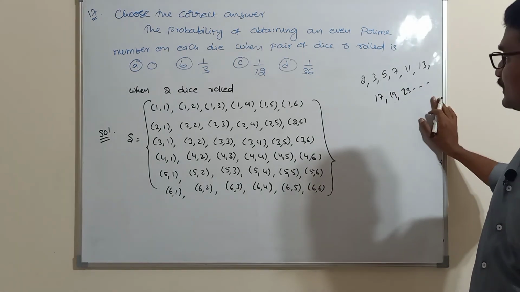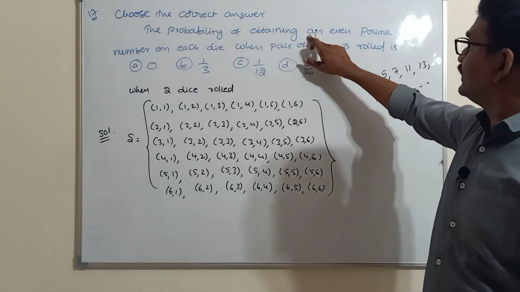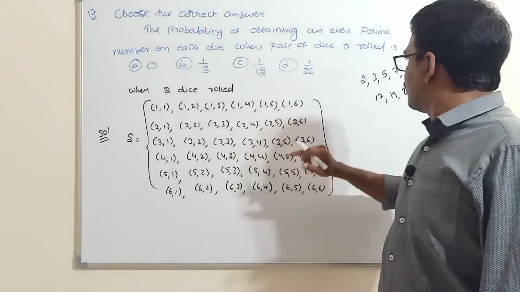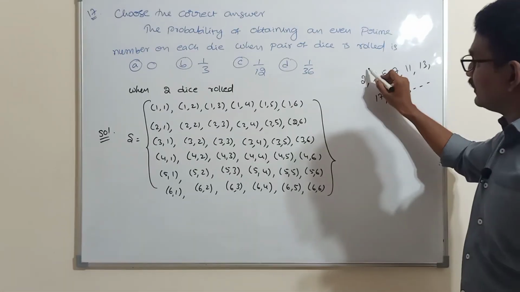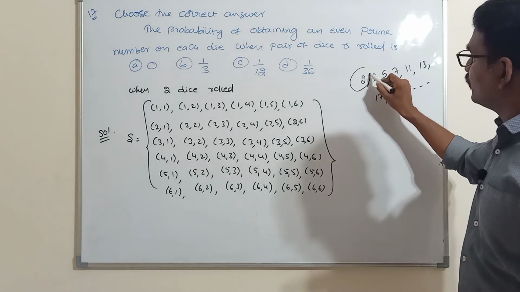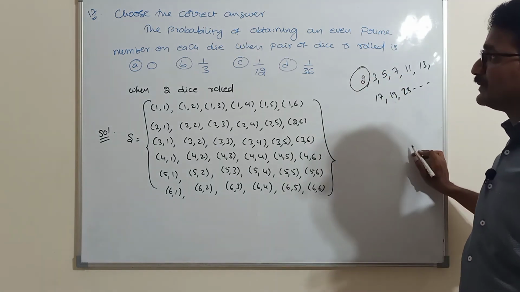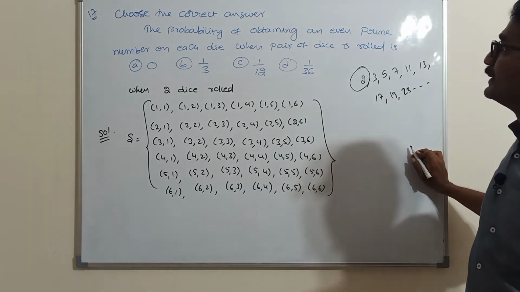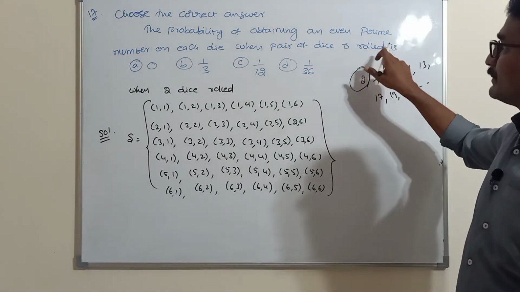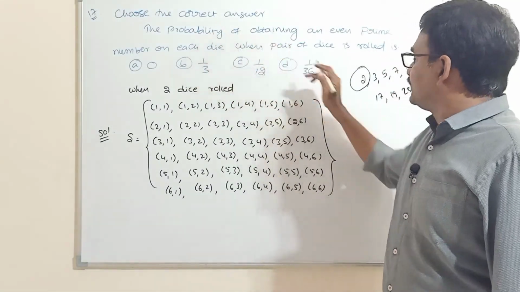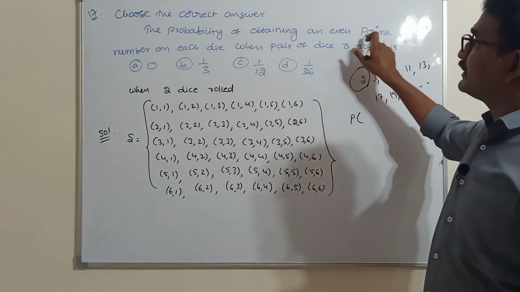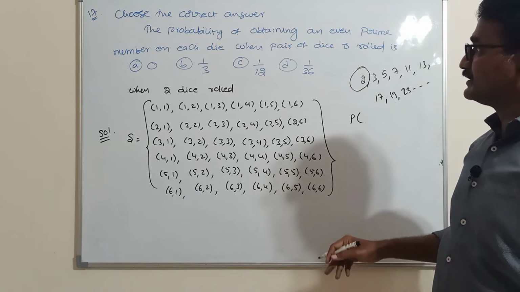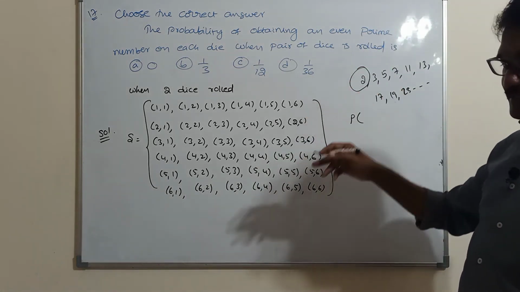So if you observe these prime numbers, we want the even prime number. How many even prime numbers are there? Total, out of infinite prime numbers, only 2 is the even prime number. So 2 is called the even prime number. The probability of obtaining an even prime number on each die when a pair of dice is rolled.